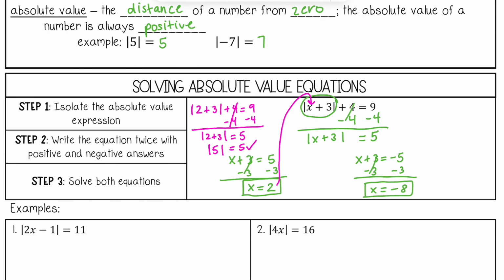And you can do the same thing with the -8. Substitute it back in. So -8 plus 3 is 9. Subtract 4 from both sides. So 5, and then simplify inside the absolute value symbols. -8 plus 3 is -5, and the absolute value of -5 is +5, and +5 equals +5.